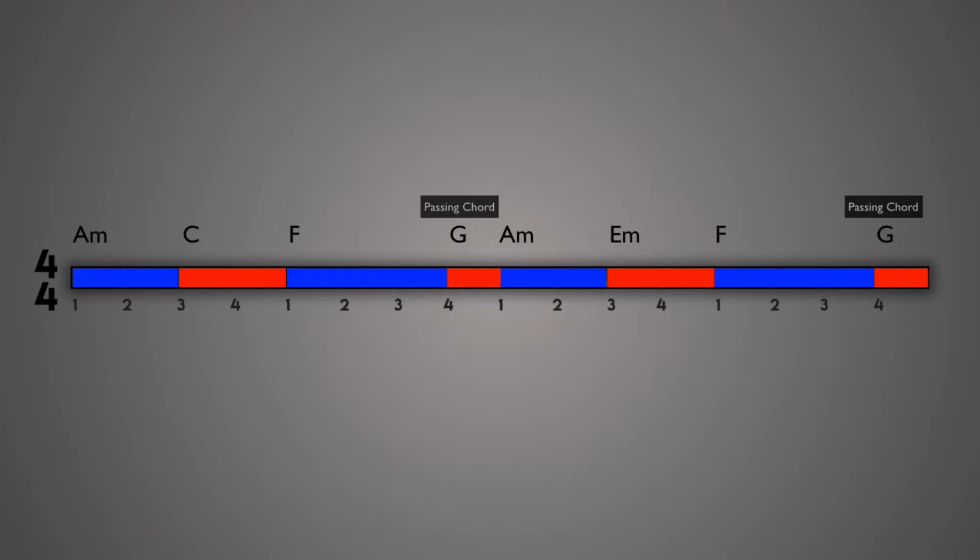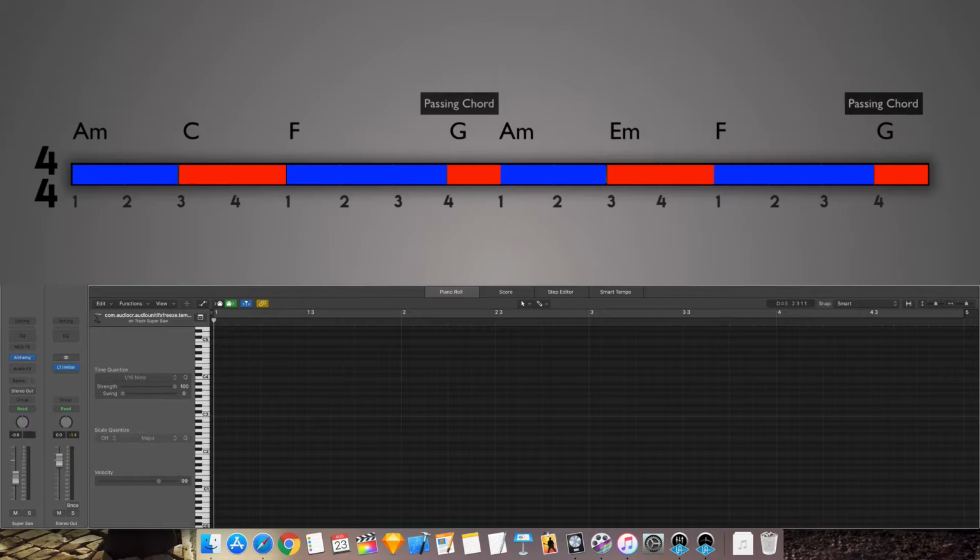Let's jump into Logic for this one. We're going to use the piano roll editor first, and then I'll do it again with the chord trigger plugin. The notes that we use for the first chord will determine the voicing for the chords that follow. So let's create a little MIDI region right here, and we'll make it 4 bars long.